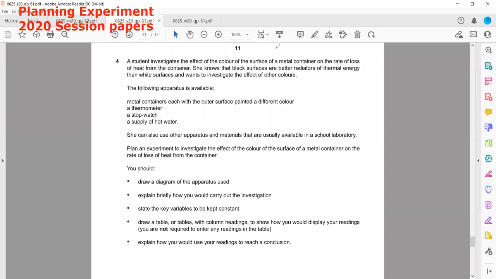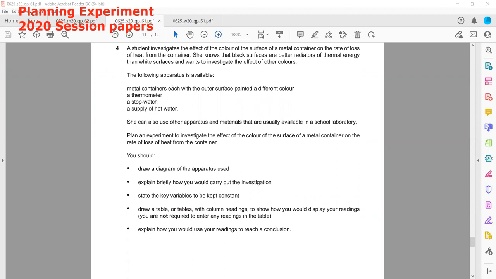The following apparatus is available to the student. She has a metal container with the outer surface polished in different colors. She has a thermometer, a stopwatch and a supply of hot water. So simply what she will do, she will take containers which have different colors.